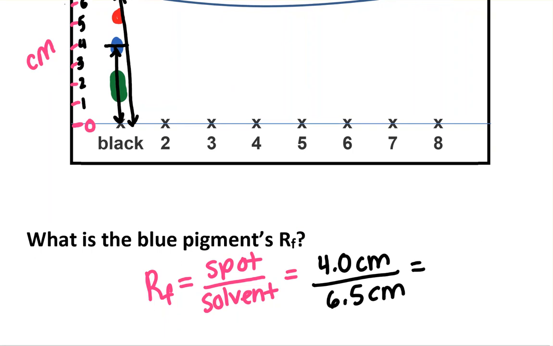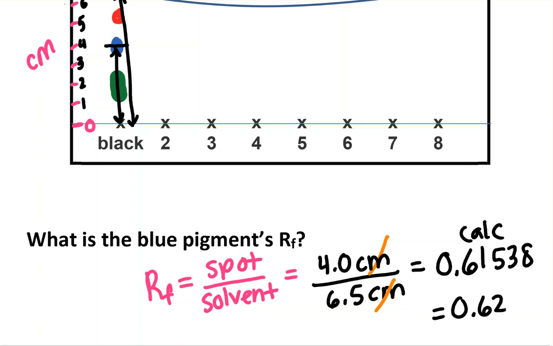When we do this, our centimeters cancel, and I get 0.61538. That's what my calculator says, but I want to go to just 2 sig figs. Okay, and that is my RF. Remember, it doesn't have units. It is less than 1. It'll always come out 0 point something. If it doesn't come out less than 1, then you have flipped these. So make sure that it does.